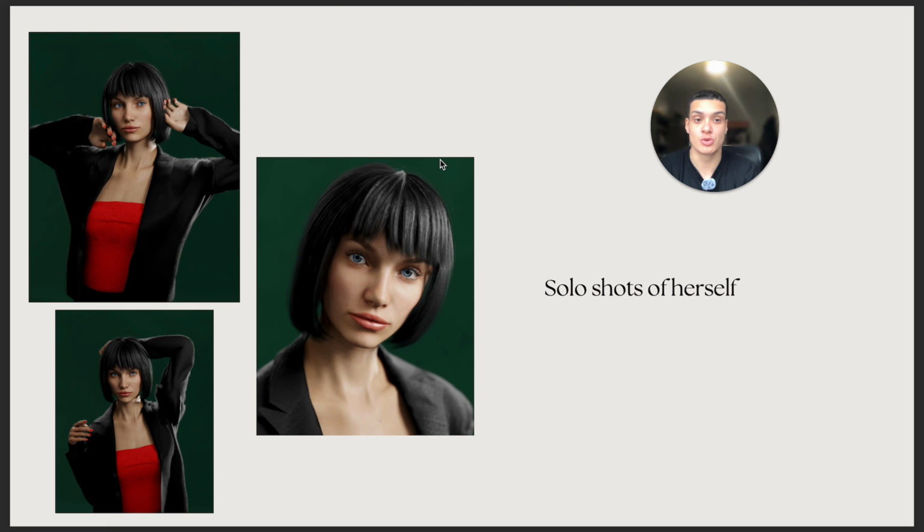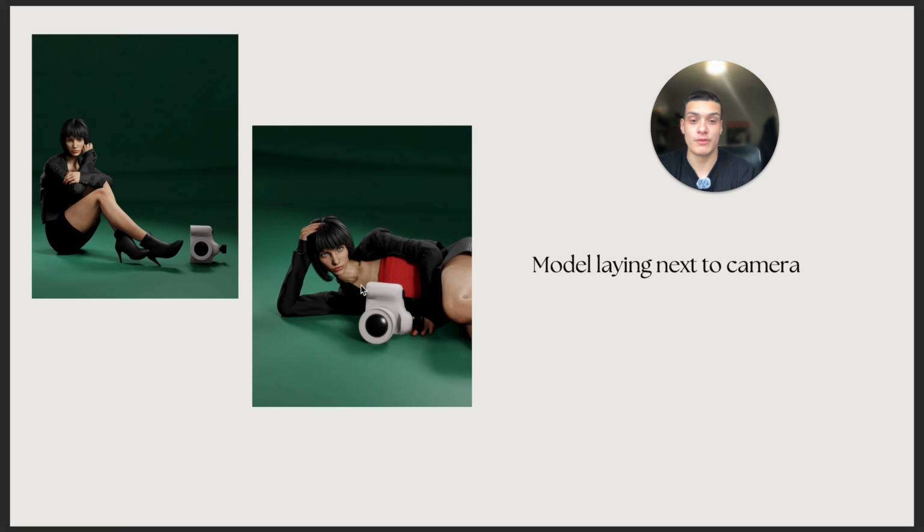Even if I don't know 20 poses or 20 different shots I want to do, if I know at least 5 photos I know exactly that I want to get, that's perfect. So here again, solo shots of herself. These are just a variety of different poses that I might want to do, right? Again, made in Set.a.light. Another example here, model laying down next to the camera. We did do these type of shots.